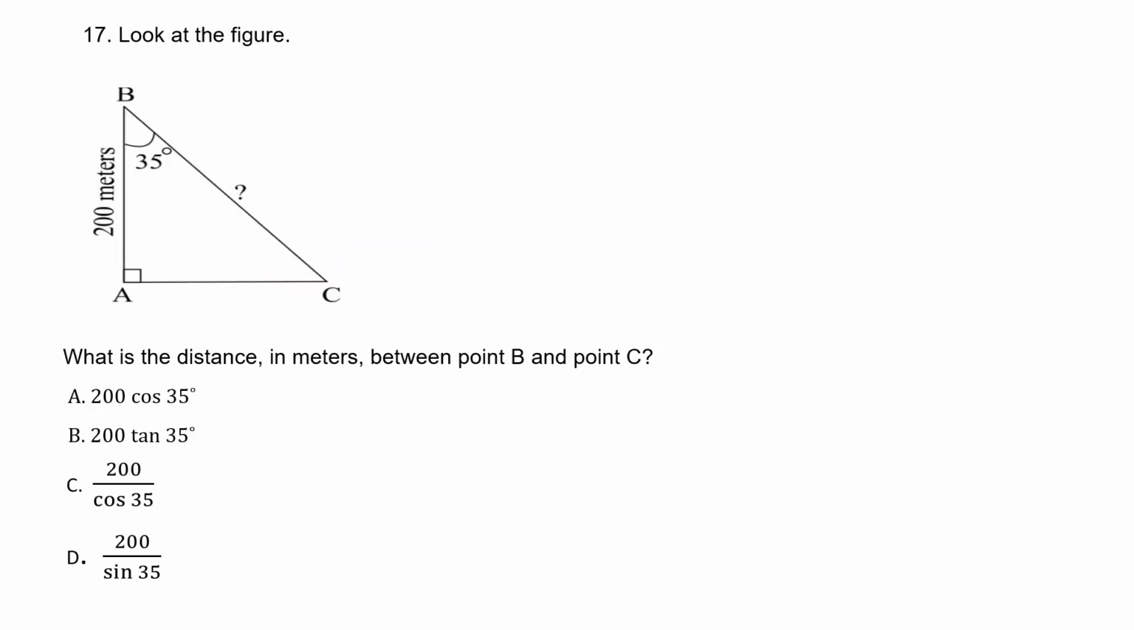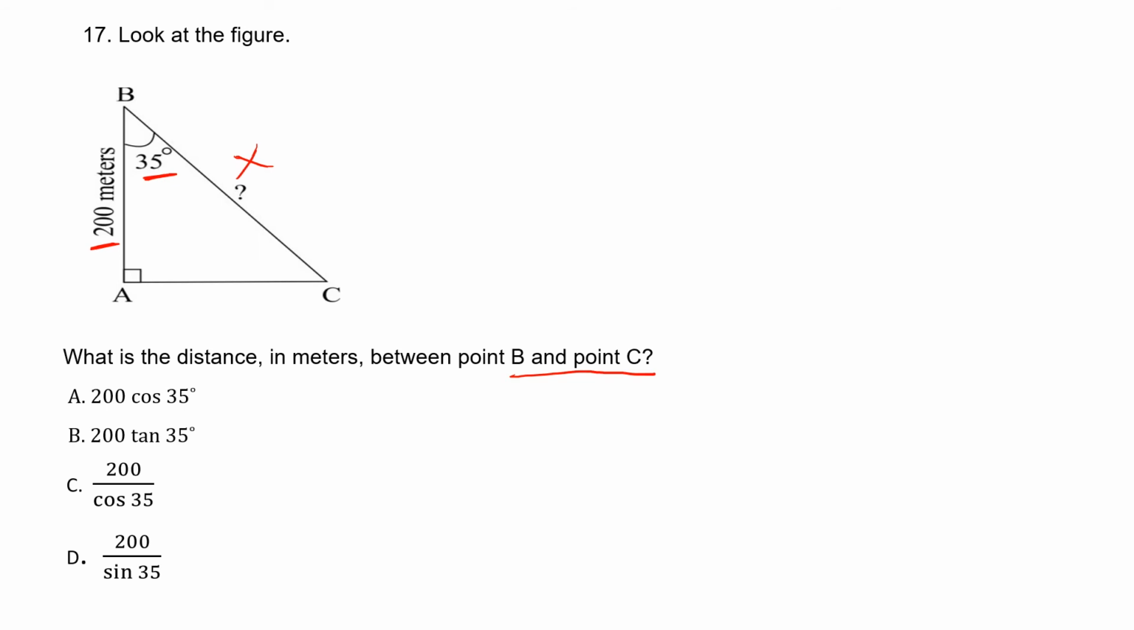All right, so let's look at number 17. We want to look at the figure, and it says, what is the distance in meters between point B and C? So I know I'm going to have to find the length of side BC, so I'm just going to label it X, because I know I'm going to have to set up some type of equation to find it. And what I notice here is that I have an angle, which is 35 degrees, and I have a side length, which is 200. Anytime you're given an angle and a side, know that you can always use a trig function to find the other side.